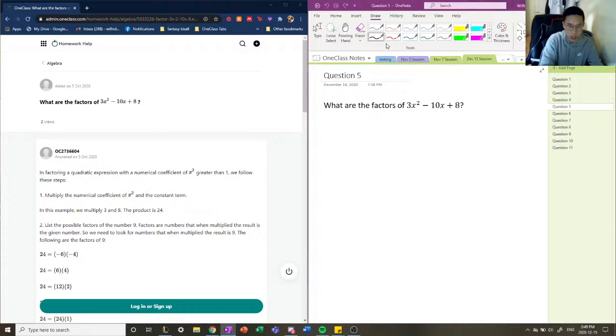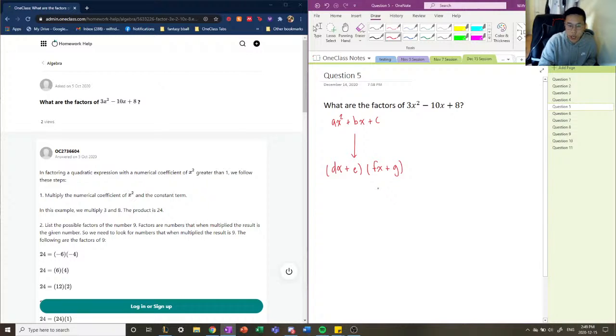So basically, if I were to write out the general formula here, it's ax squared plus bx plus c. Okay, so we want to convert this form into this form here, where dx plus e times fx plus g. So we want to convert our standard quadratic function into this factored form. And by doing so, we're able to find the factors much easier.